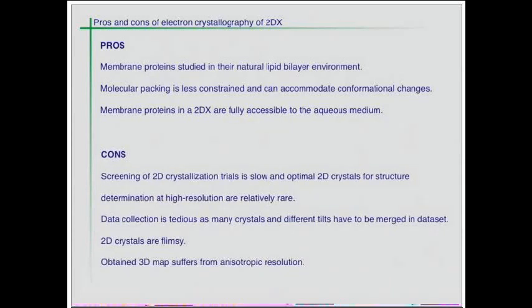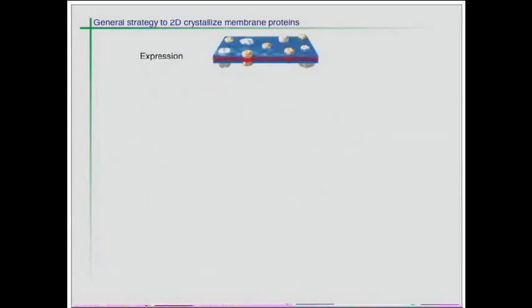But on the other hand, screening of 2D crystallization trials is slow, and obtaining optimal crystals for structure determination is difficult, and they are relatively rare. Data collection is tedious. 2D crystals are flimsy, so even if they are good crystals, they might not behave as optimal specimens for EM. And sometimes some of the maps suffer from anisotropic resolution. These are some of the hurdles and bottlenecks that I, and the rest of the field, believe we need to overcome.